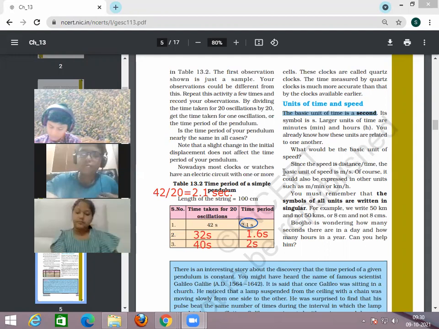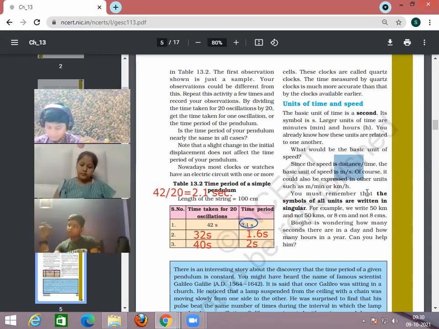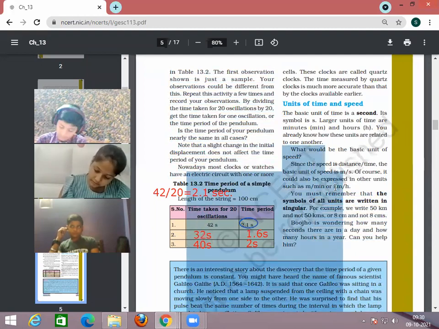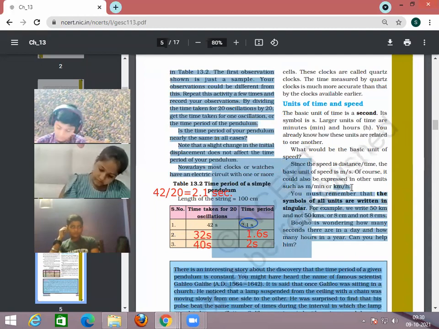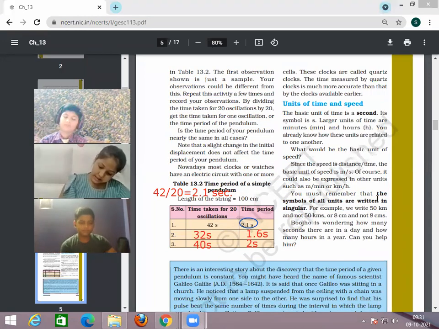So the basic unit of speed, if we are considering it, is meter per second. Meter per second is the basic unit of your speed. Other units are meter per minute and kilometer per hour. These all are units of speed. It depends on which unit the speed is going to be measured in.